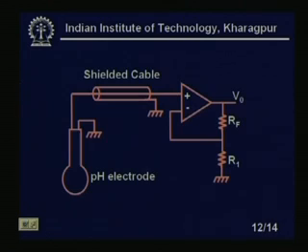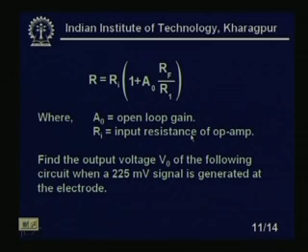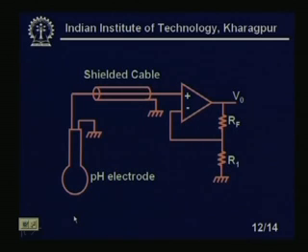Let us look at the circuit once again, R1 and Rf. R equal to Ri (1 + A naught Rf by R1), where A naught is the open loop gain and Ri is the input resistance of the op amp. Find the output voltage V naught of the following circuit when a 225 millivolt signal is generated at the electrode. The shielded cable looks like this, with the pH electrode. This is a buffer amplifier, supposed to have very high input impedance, so we have used a shielded cable.